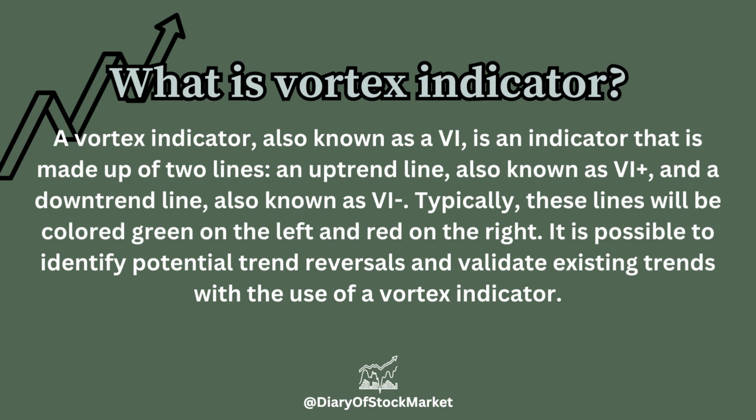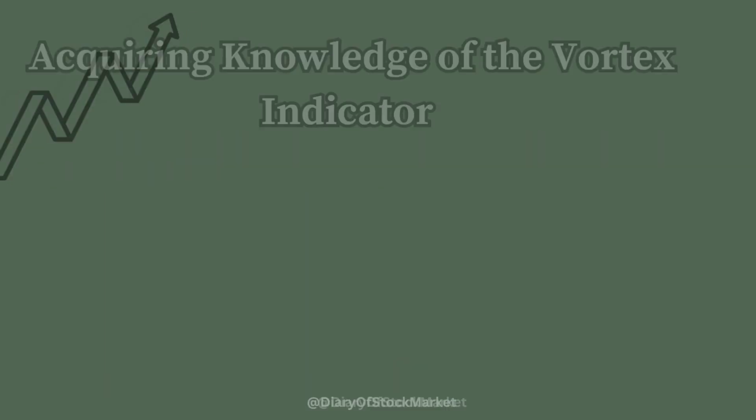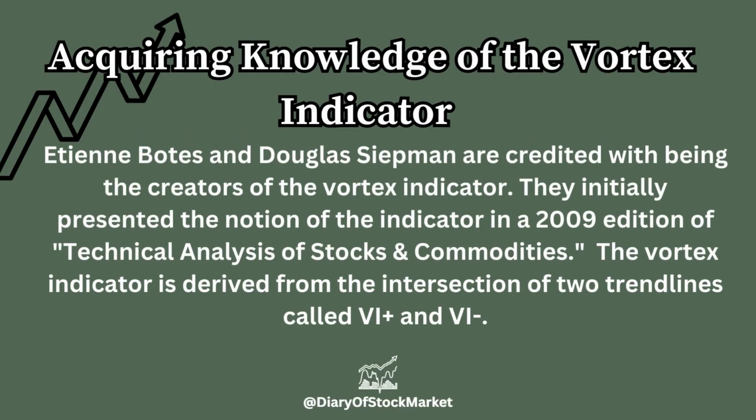It is possible to identify potential trend reversals and validate existing trends with the use of a vortex indicator. Acquiring knowledge of the vortex indicator, VI. Etienne Botes and Douglas Siepman are credited with being the creators of the vortex indicator. They initially presented the notion of the indicator in a 2009 edition of Technical Analysis of Stocks and Commodities. The vortex indicator is derived from the intersection of 2 trend lines called VI+ and VI-.